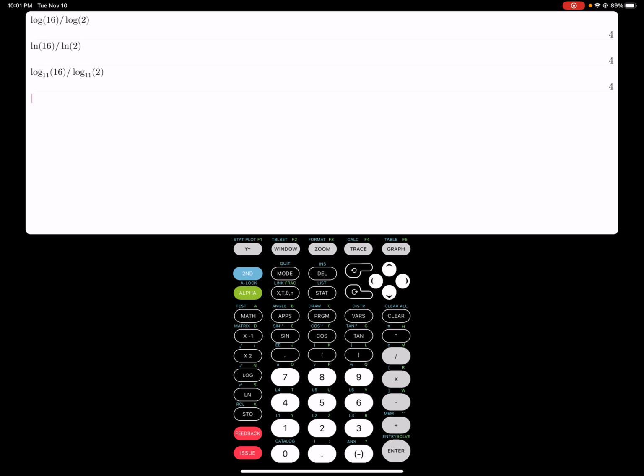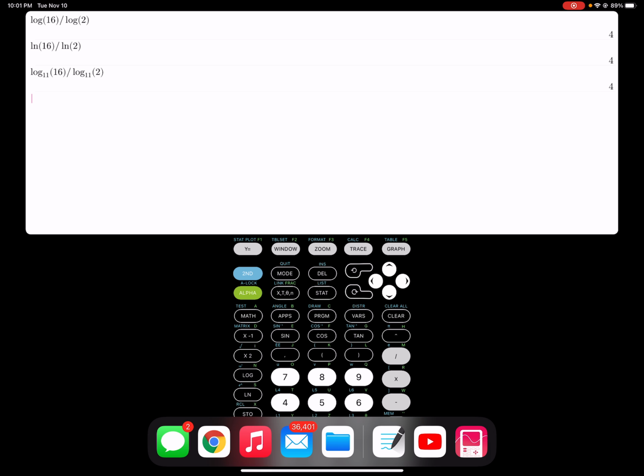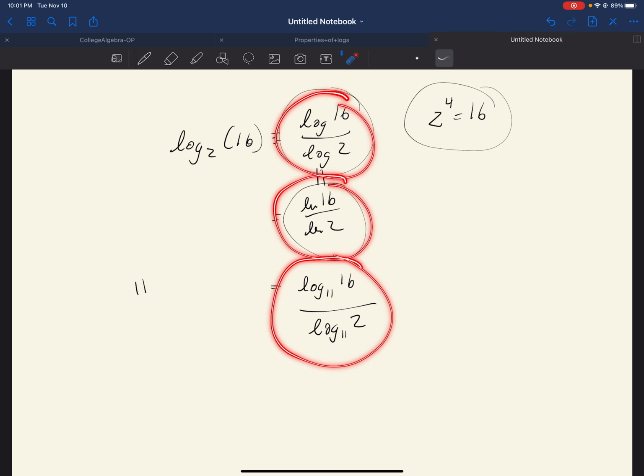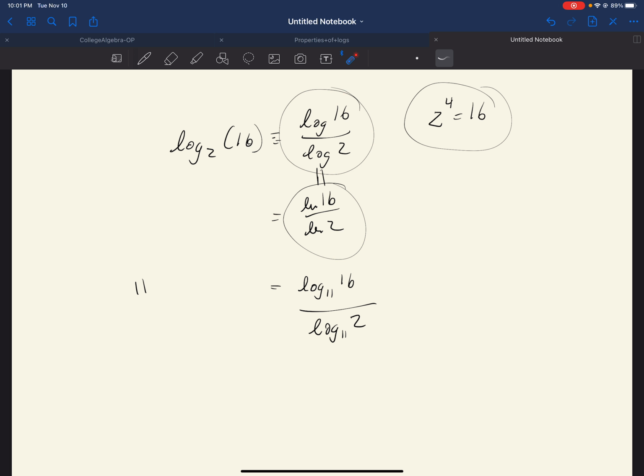It's also 4. So in these three lines, the top one we're in base 10, the middle line we're in base e, and the bottom one we're in base 11. But it doesn't matter. All of those represent log base 2 of 16. And that answer any day of the week is 4 because 2 to the 4th power is 16. So that right there shows you the change of base formula in action.